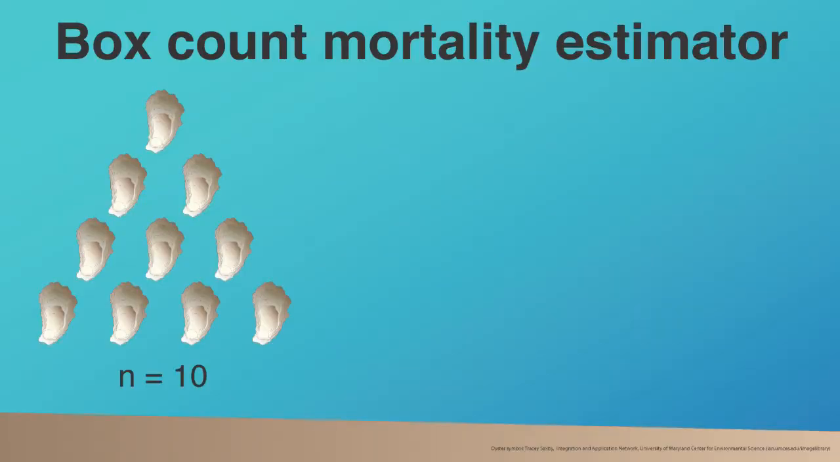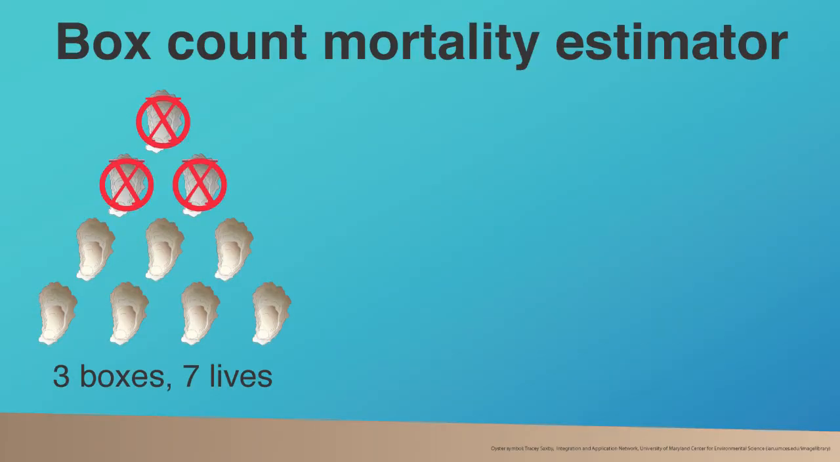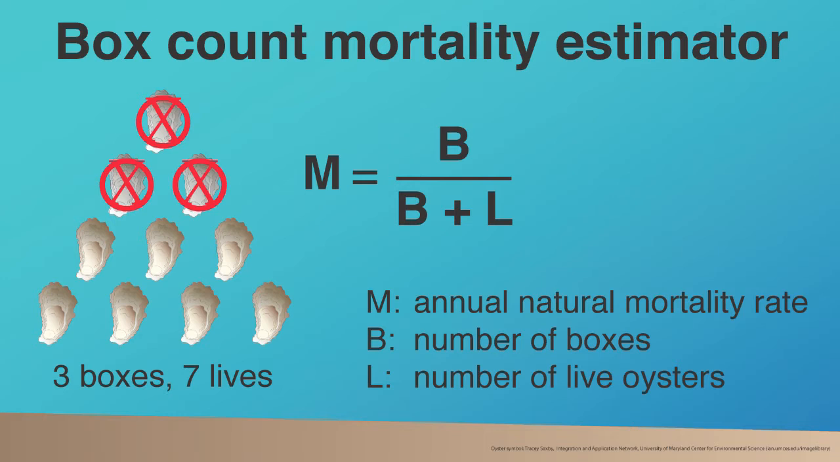For example, if we have 10 oysters on a reef and 3 of them die, this means we have 3 boxes and 7 live oysters. And we can use these data to calculate a natural mortality rate. So we can do this by using the number of boxes over the number of boxes plus live oysters. And so if we did that for this example, we would get 0.3 or 30% of oysters dying each year.